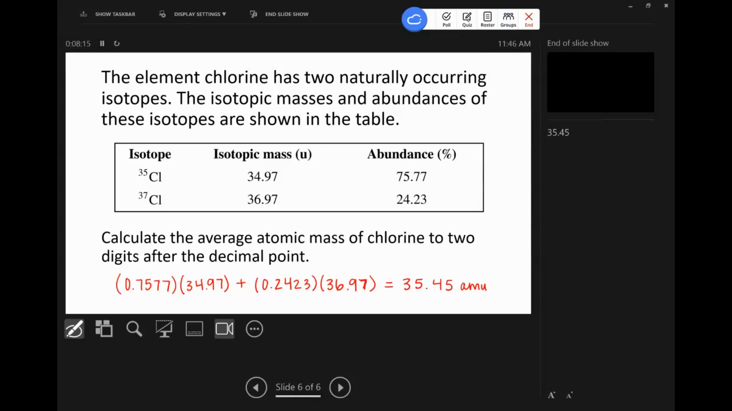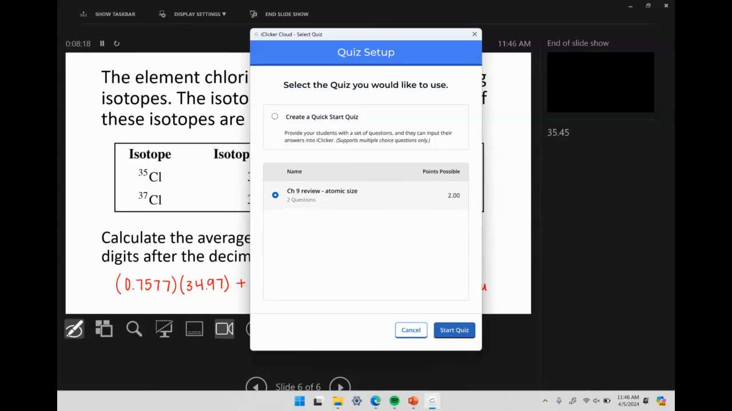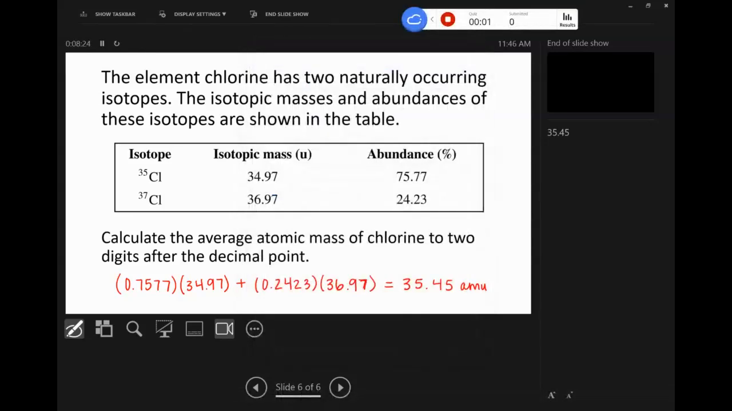Okay, the next review question is atomic size. So thinking about a periodic trend, we're jumping all over for this review. Periodic trends, you'll have 2 questions, each has 2 elements on them, and you're just selecting the larger one.